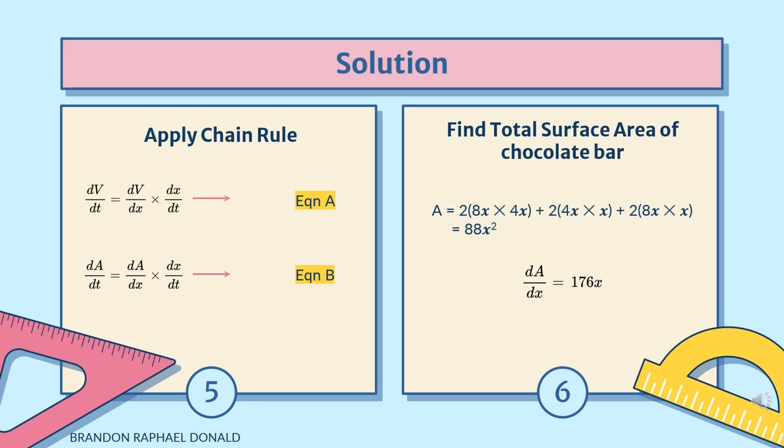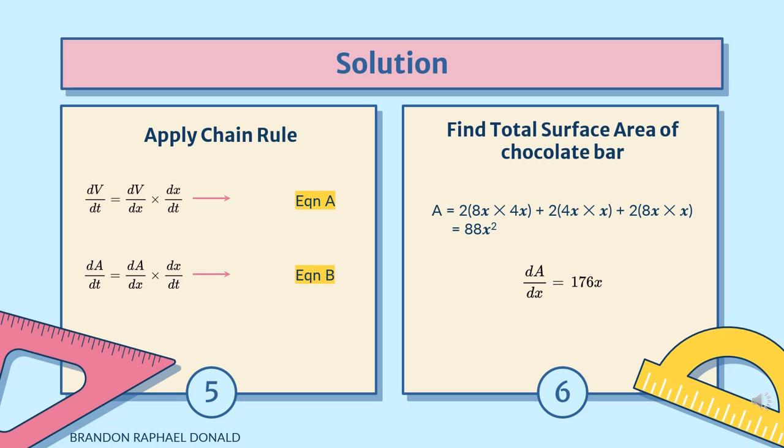In order to solve the problem statement, apply two formulas of the chain rule. First is dV/dt equals dV/dx times dx/dt, and the second is dA/dt equals dA/dx times dx/dt. Find the total surface area of the chocolate bar. A equals 88x².